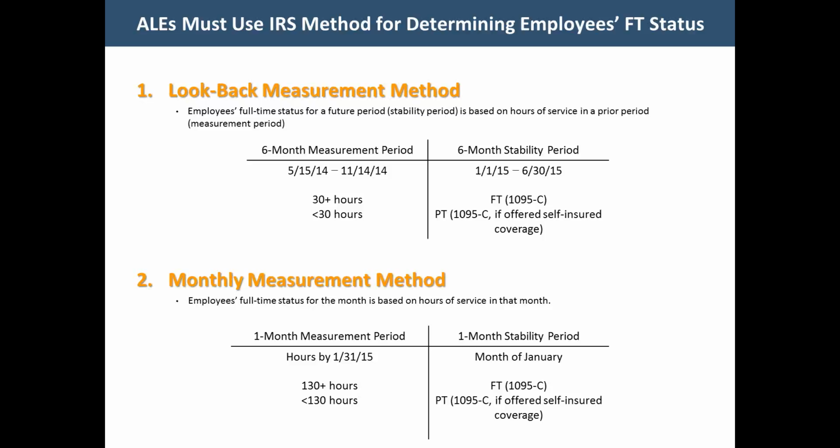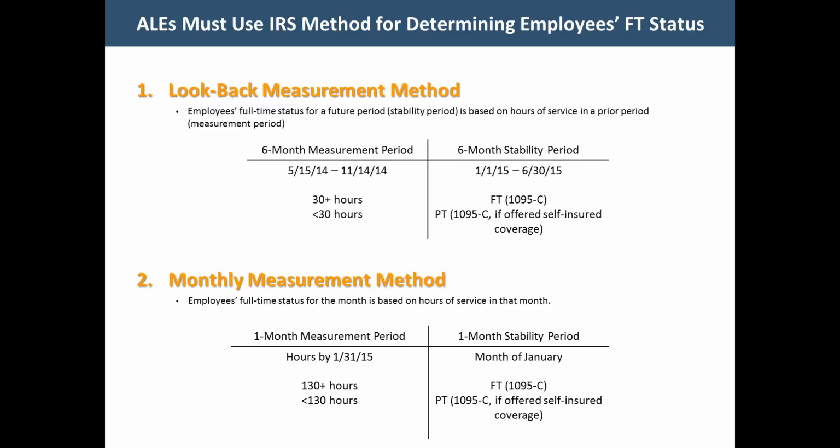And to put this in context of the IRS reporting, those employees must receive a 1095-C, and the IRS must also receive a copy. If, after looking at hours between May and November, employees averaged less than 30 hours, they're considered part-time for the first 6 months of 2015. They wouldn't have to be issued a 1095-C statement unless they were offered coverage under a self-insured plan. We'll go into more details about who gets what form in just a minute. But that's the look-back measurement method versus the monthly measurement method.